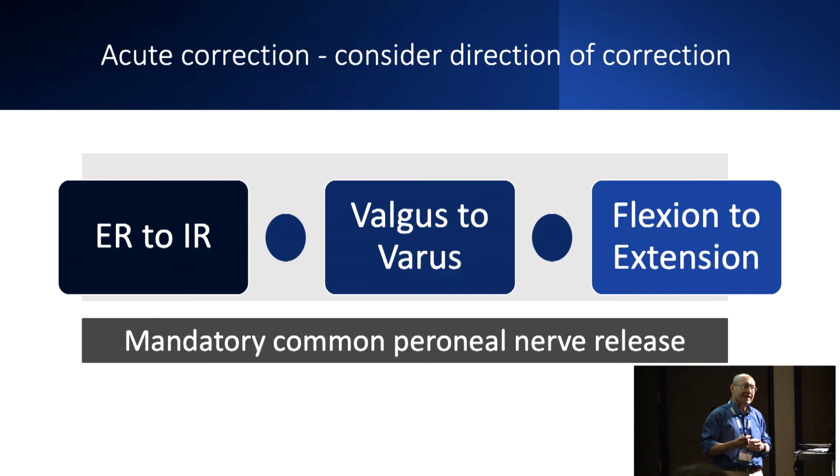The reason is I do not know what is the safe limit to perform an acute correction in the proximal tibia for these deformities. Some people say it's 10 degrees, but I've seen palsies with even 10 degrees, and I've seen no palsies with 15 degrees. So the safest thing is to perform a neurolysis.